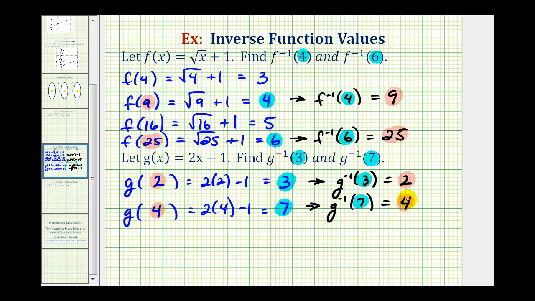I think understanding how this works is helpful to really understand the relationship between a function and its inverse. I hope this was helpful.